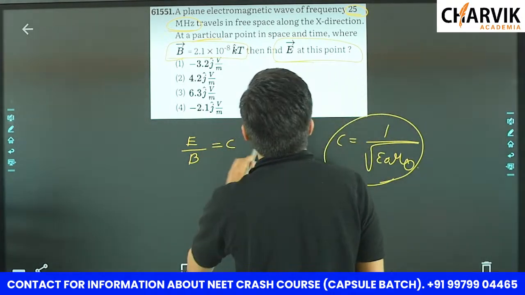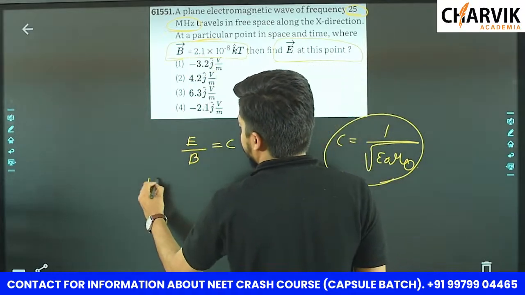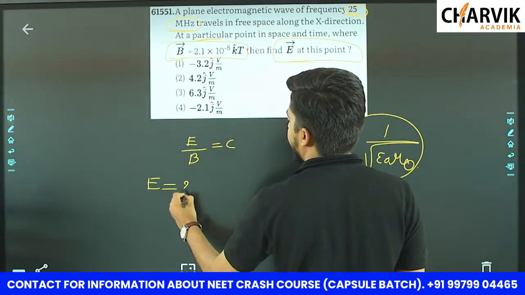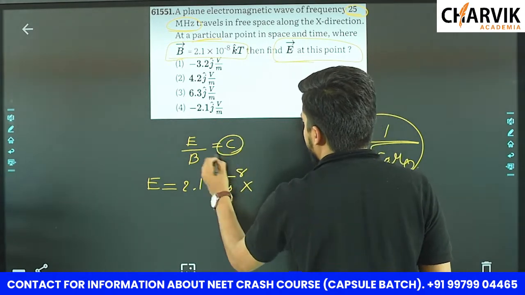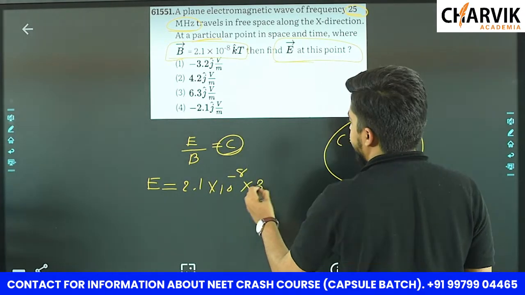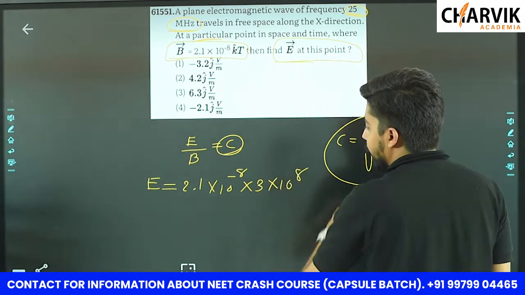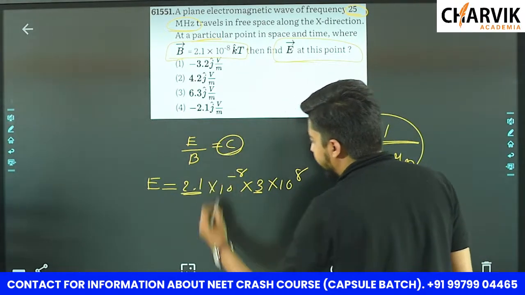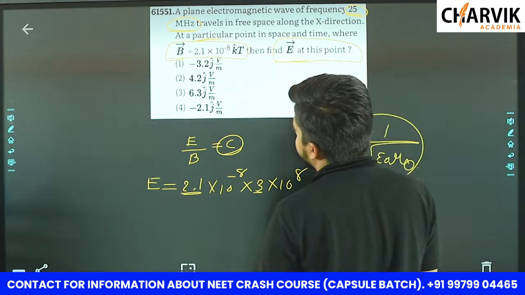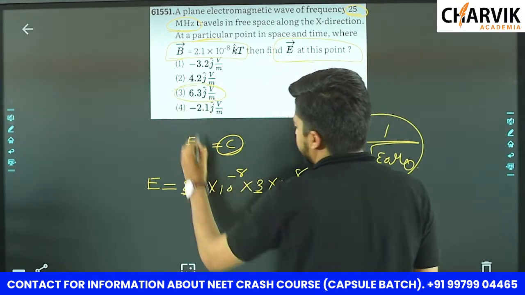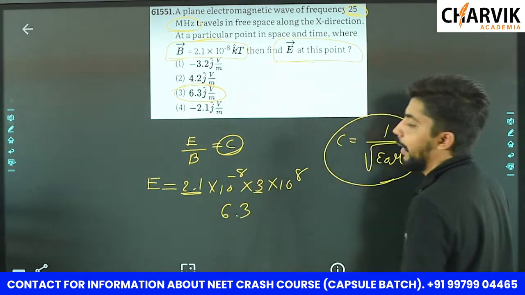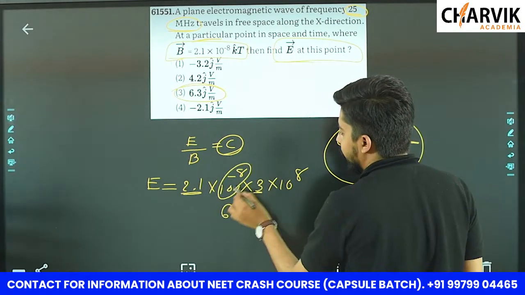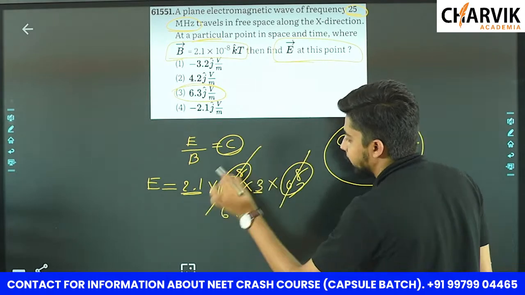So for this question, the value of B is given. So E is equal to the value of B, that is 2.1 into 10 raised to minus 8, into the value of C. What is the value of C? It is 3 into 10 raised to 8. So simply 2 into 3 will be 6. The answer is around 6. Yes, there is one answer, 6.3. Simply 2.1 into 3 is nothing but 6.3 only. And 10 raised to minus 8 and 10 raised to plus 8 cancel out each other.